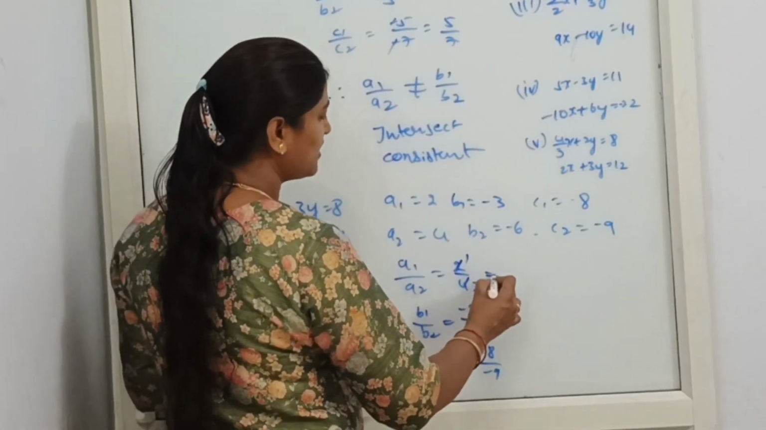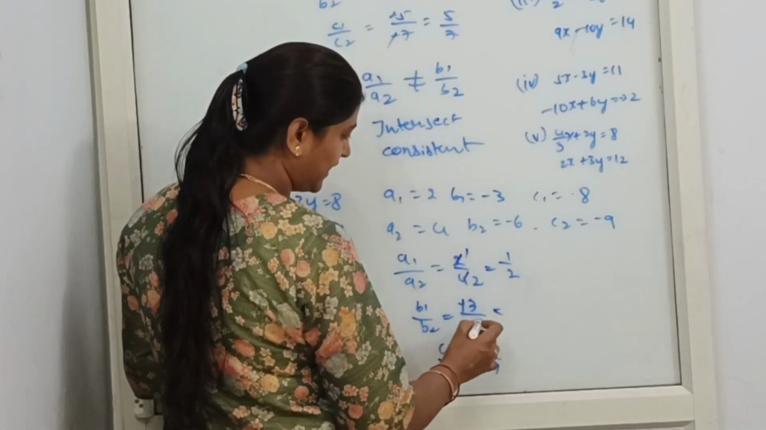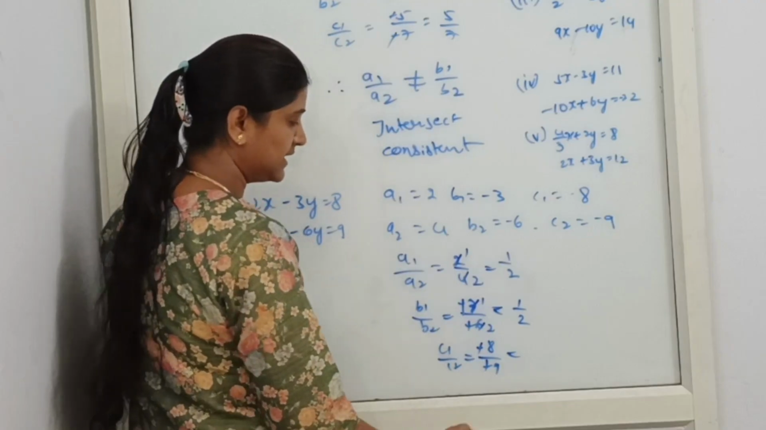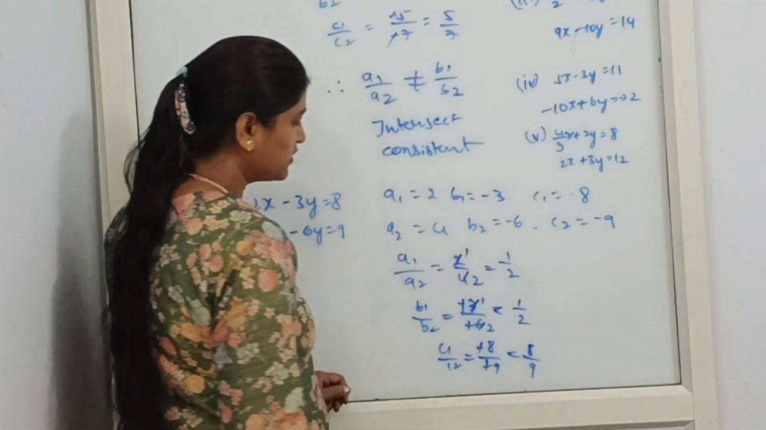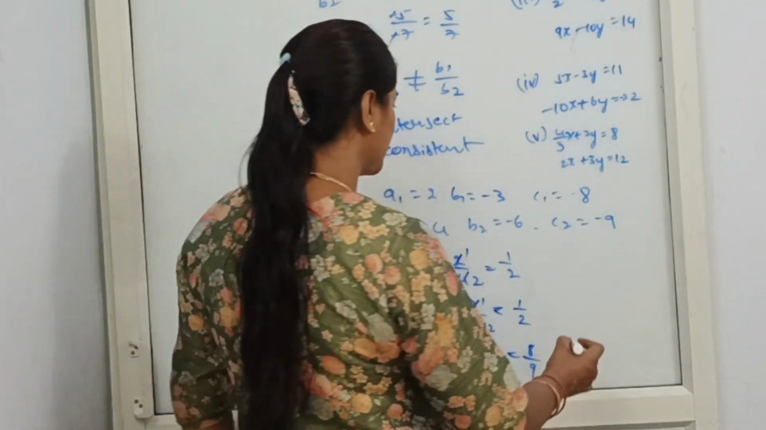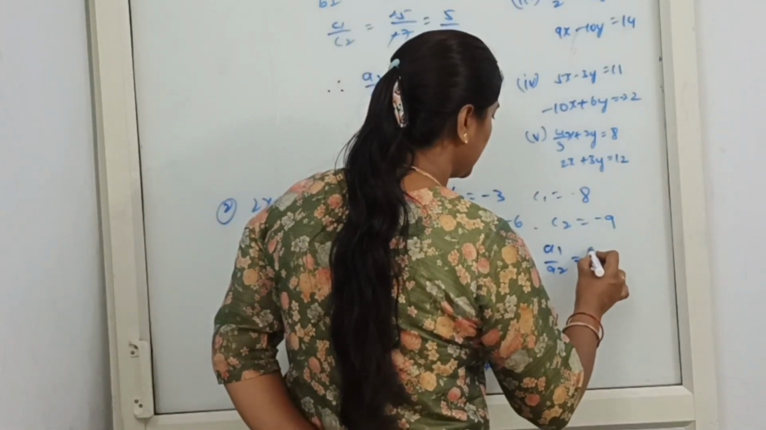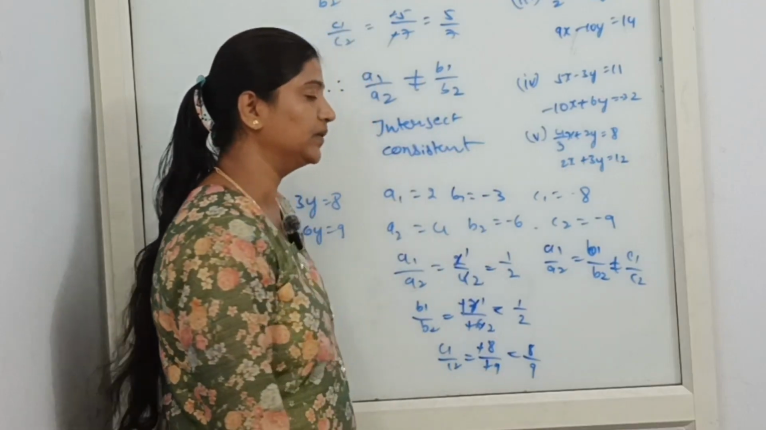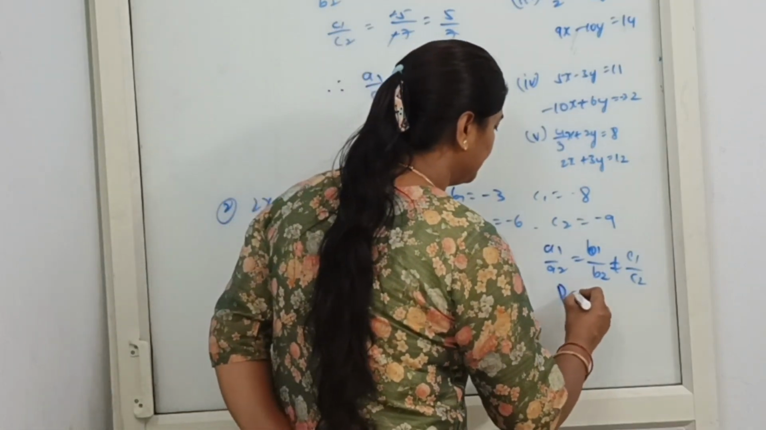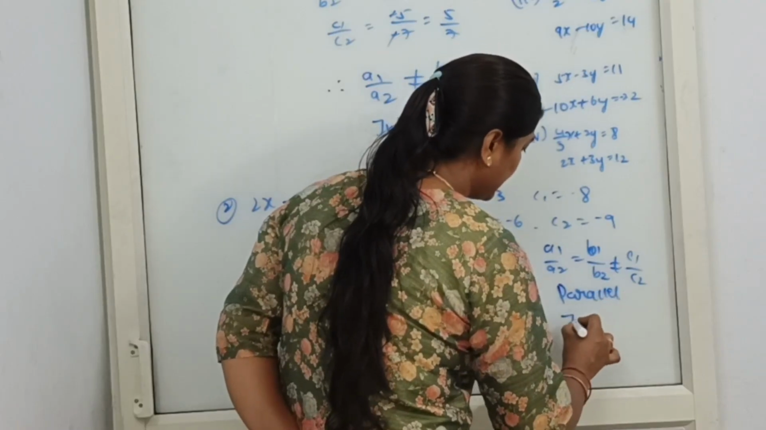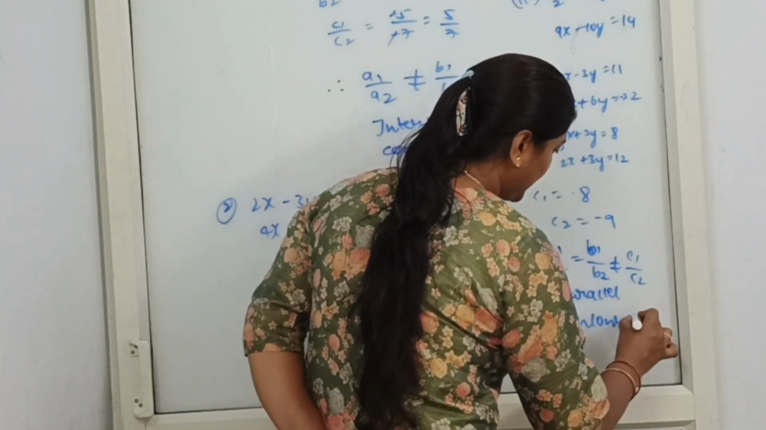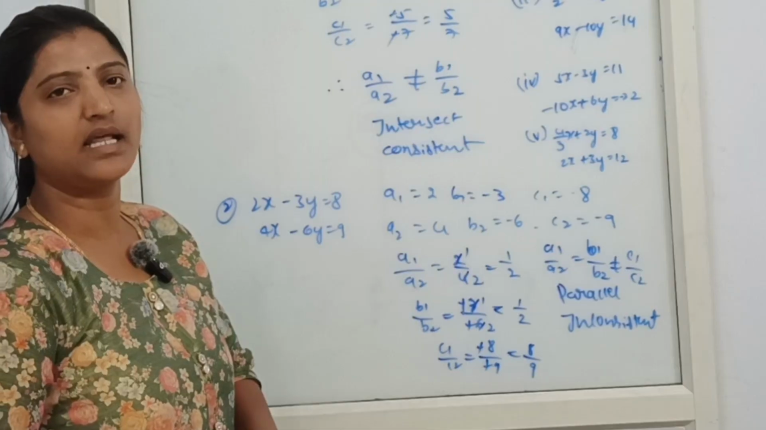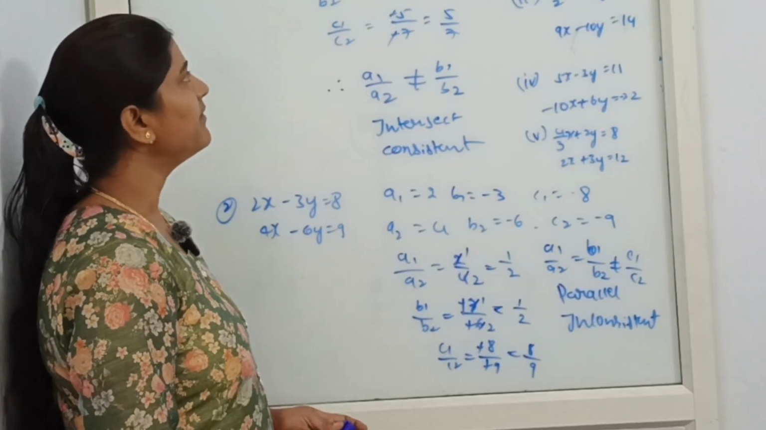2 1s are 2, 2 2s are 4, so 1 by 2. The negatives cancel; 3 1s are 3, 3 2s are 6, so 1 by 2. And for the last two numbers, which don't simplify, you can cancel the negative sign and keep them. So here the first two ratios are equal. That is, a1 by a2 is equal to b1 by b2 not equal to c1 by c2. That means they are parallel. Parallel means inconsistent. Why is it inconsistent? Because no solution exists. If no solution exists, they belong to inconsistent. Clear? Let us see the third one.